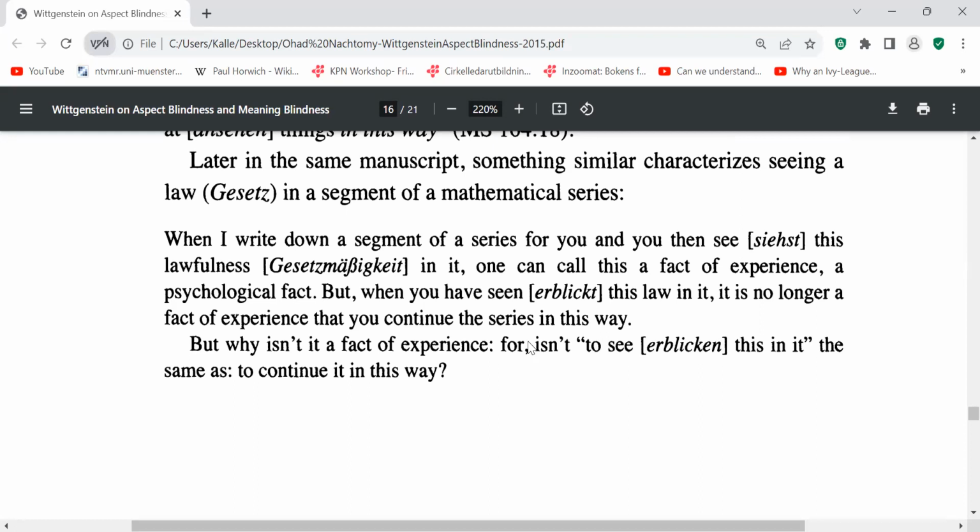Later in the same manuscript, something similar characterizes seeing a law in a segment of a mathematical series. When I write down a segment of a series for you, and you then see this lawfulness in it, one can call this a fact of experience, a psychological fact.